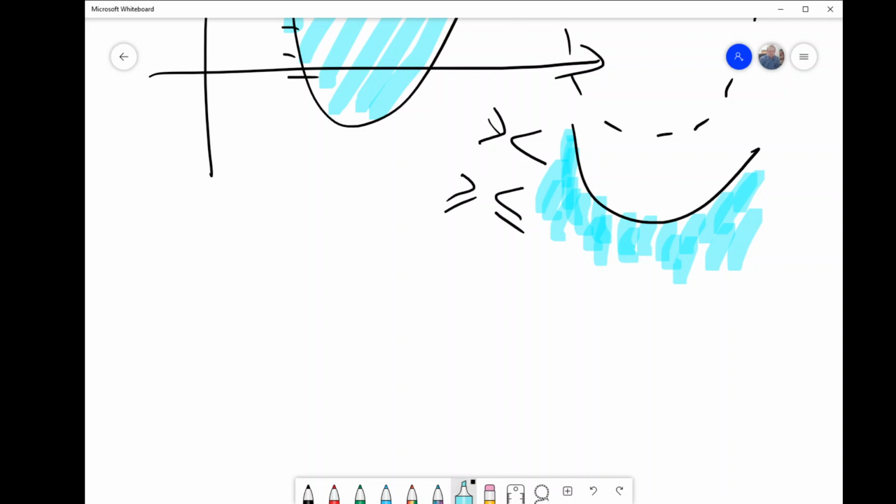So this is the basic concept behind this graph. And that is what we're going to be dealing with in topic 7 of relations and functions.